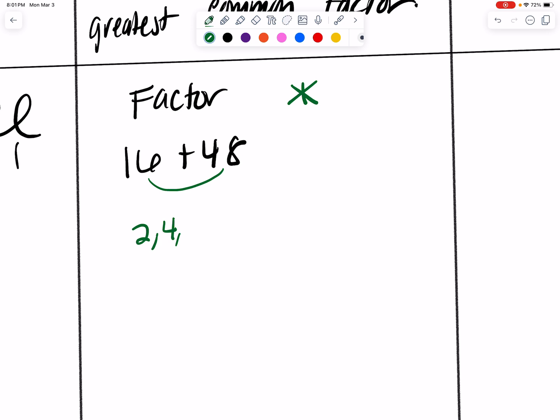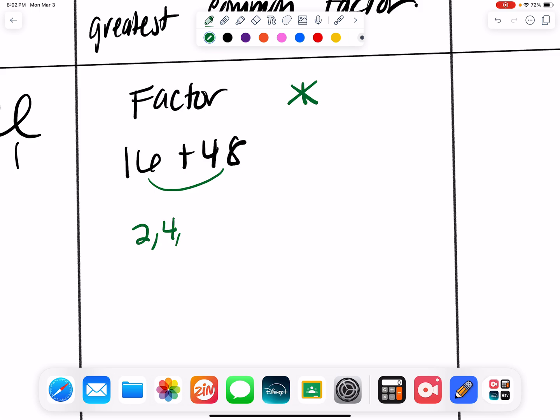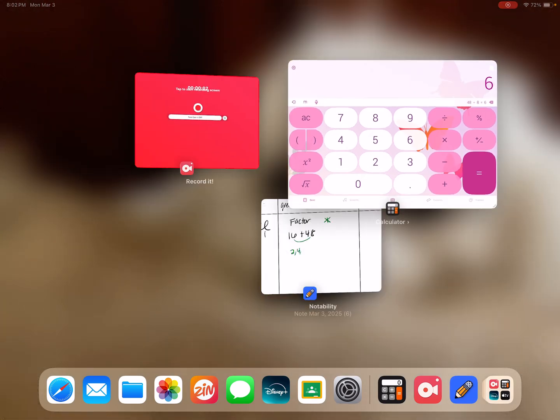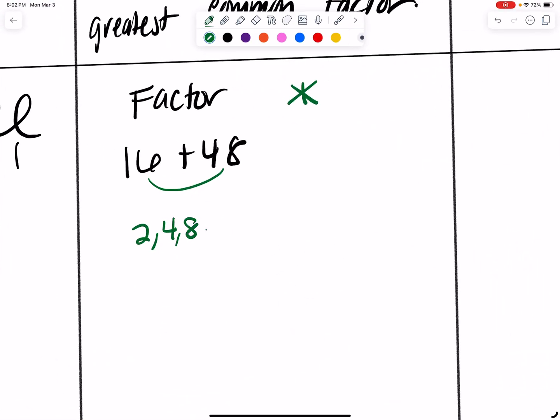5, no. 6, not into 16. 7, not into 16. 8 can go into 16, but can it go into 48? And if you don't remember, you just do 48 divided by 8, and the answer is yes. So it can go into both. 9, no. 10, no. 11, no. 12, no. 13, no. 14, no. 15, no. So I think the greatest common factor is going to be 8.